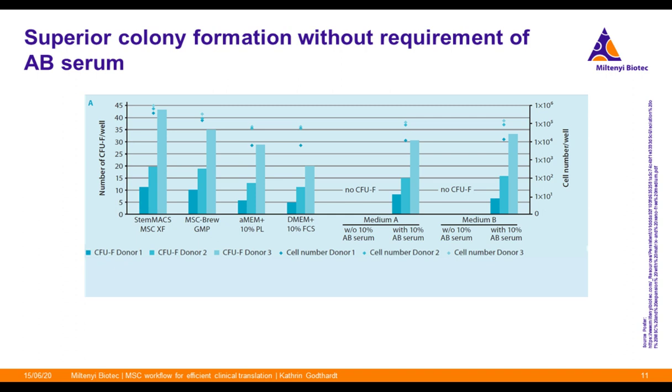So we have done a lot of experiments here to show that MSCs are working quite nicely after expansion. First, we wanted to show what the clonogenic potential looks like of our StemMACS MSC XF medium, as well as the GMP version of this medium, the MSC-Brew GMP medium, in comparison to the homebrew alpha MEM and DMEM media, as well as a comparison to 2 commercially available cell culture media.